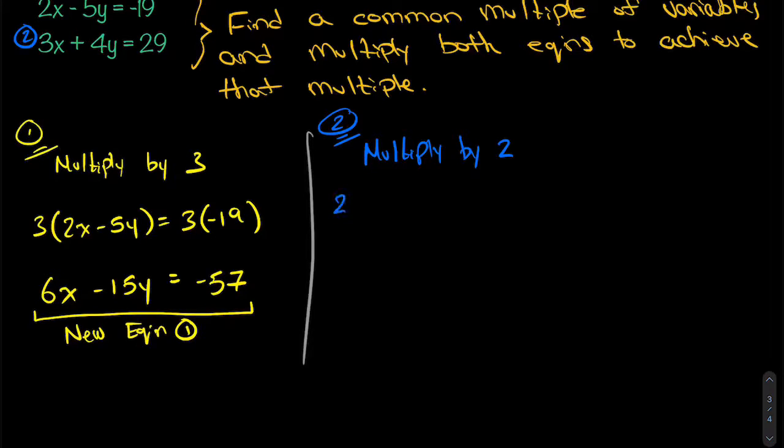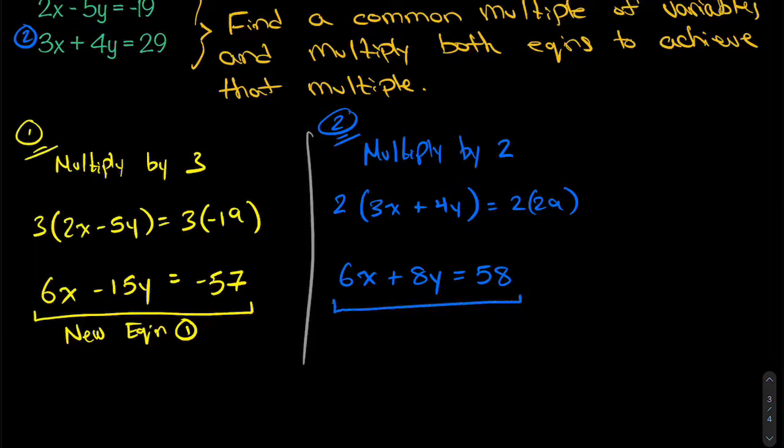So we get 2 times 3x plus 4y equals 2 times 29. So we get 6x plus 8y equals... oops, that looked like a 2a to me. 29 times 2 is 58. And here's our new equation 2. Okay? Makes sense so far?